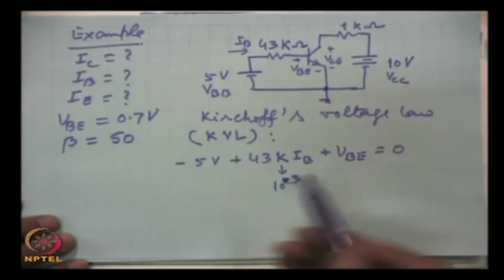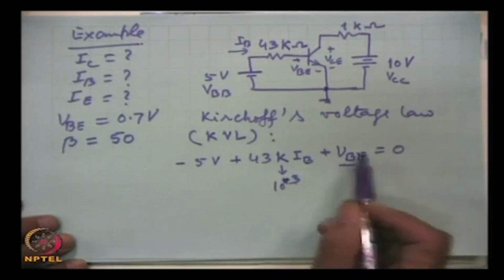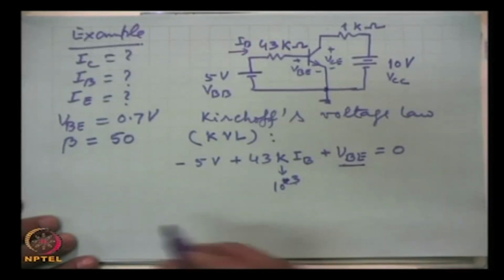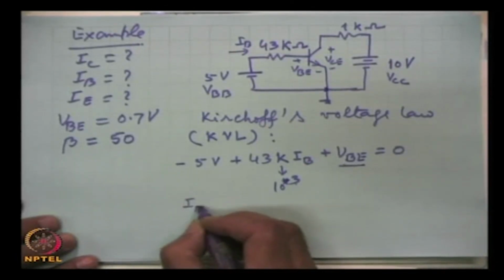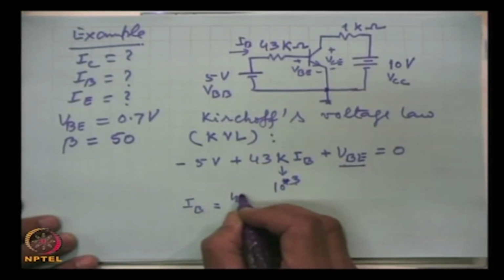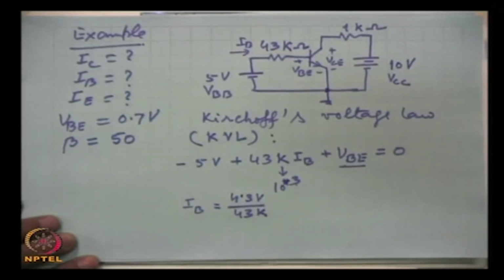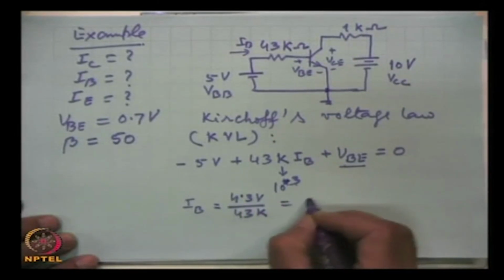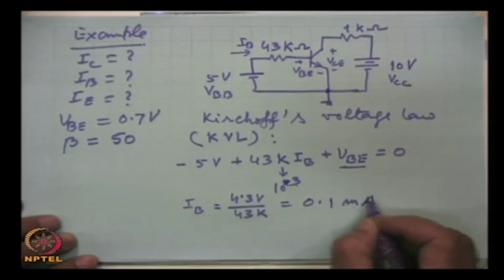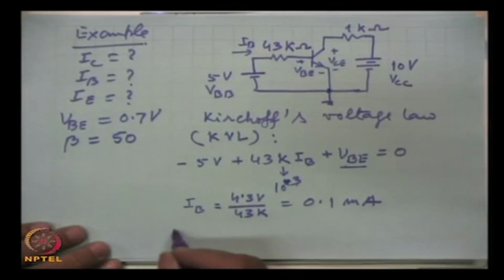Here 5 volts, 43 K I B, and VBE is given as 0.7 volts. So, we substitute and we get I B equal to 4.3 volts divided by 43 K, and that gives 0.1 milliampere. So, base current is 0.1 milliampere, and I C we can find out.